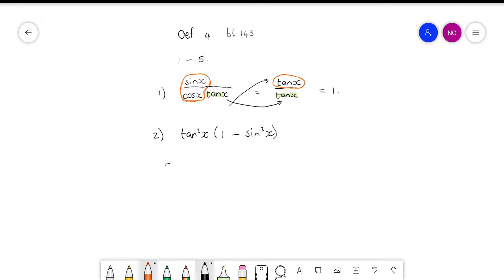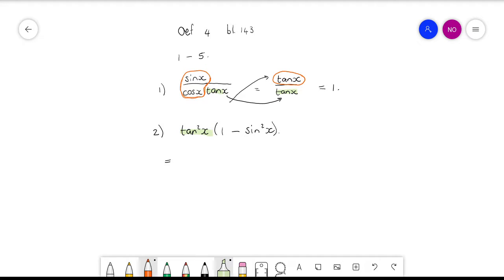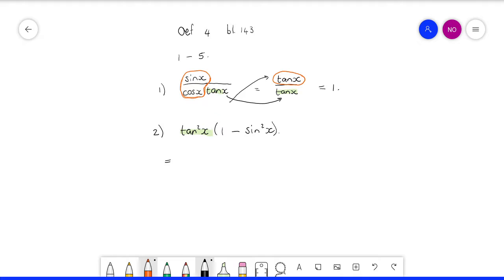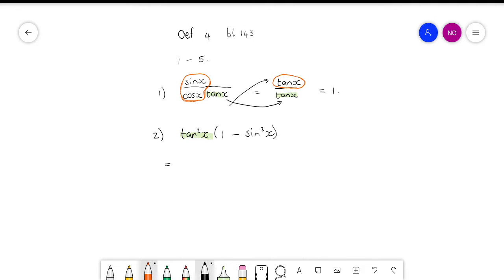Okay, so I'm going to start off by doing the obvious steps. So the obvious steps here would be to write this one, to write that one as sine squared x over cos squared x.